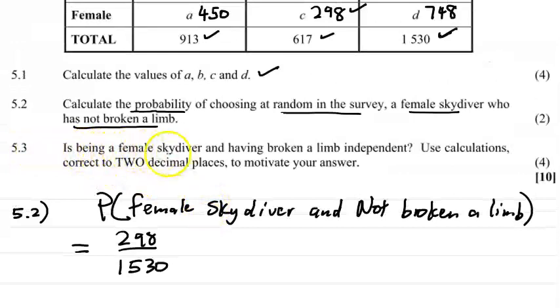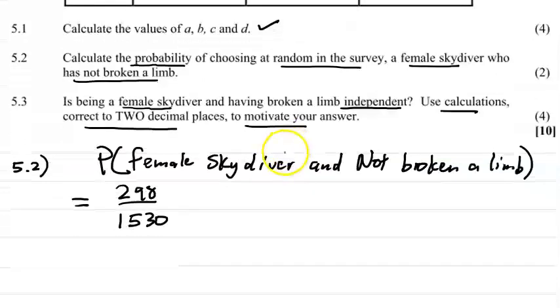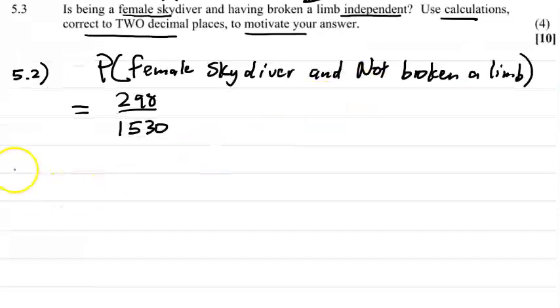5.3. Is being a female skydiver and having broken a limb independent? As mentioned earlier, remember that two-way tables are often used to show whether two events are independent or not. So use the calculations, correct to two decimal places, to motivate your answer. To answer this question, we're going to let being a female skydiver be event A, and having broken a limb, B. So let's write that down.